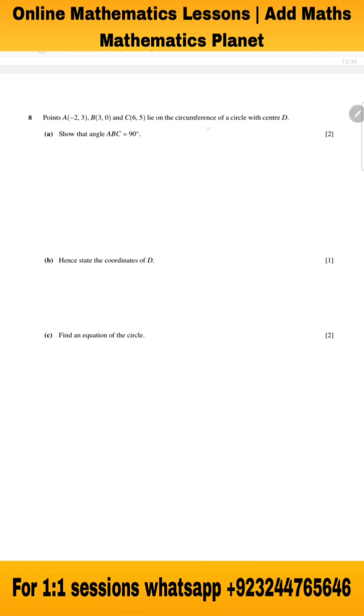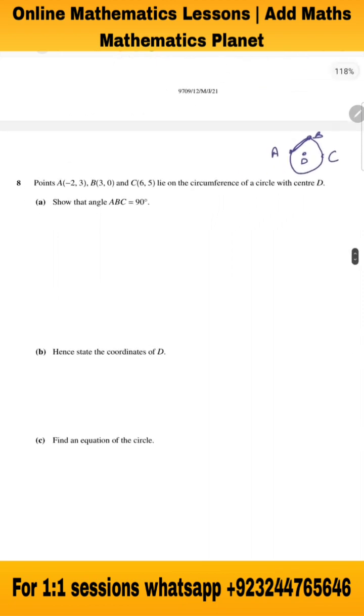Points A, B, and C lie on the circumference of a circle with center at D. So there are 3 points, and these 3 points lie on the circumference of the circle: A, B, and C. And the center of the circle is D. Show that angle ABC is 90 degrees. So what will be the measurement of AB? Slope of AB would be equal to (0 minus 3) over (3 plus 2), which is equal to minus 3 by 5.